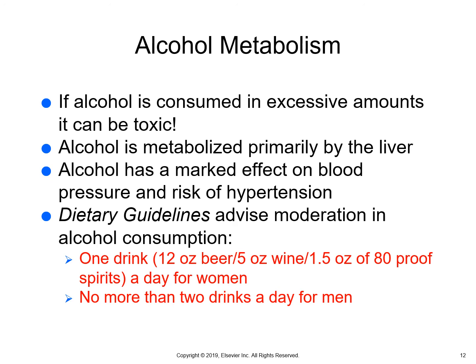1 drink for a woman per day, and that 1 drink would consist of a 12-ounce beer, 5 ounces of wine, or 1.5 ounces of an 80 proof spirit such as vodka, and no more than 2 drinks a day for men. So 2 beers, 2 small glasses of wine. That is what they consider moderation. And the benefits of alcohol have proven to really only benefit the middle-aged adult.